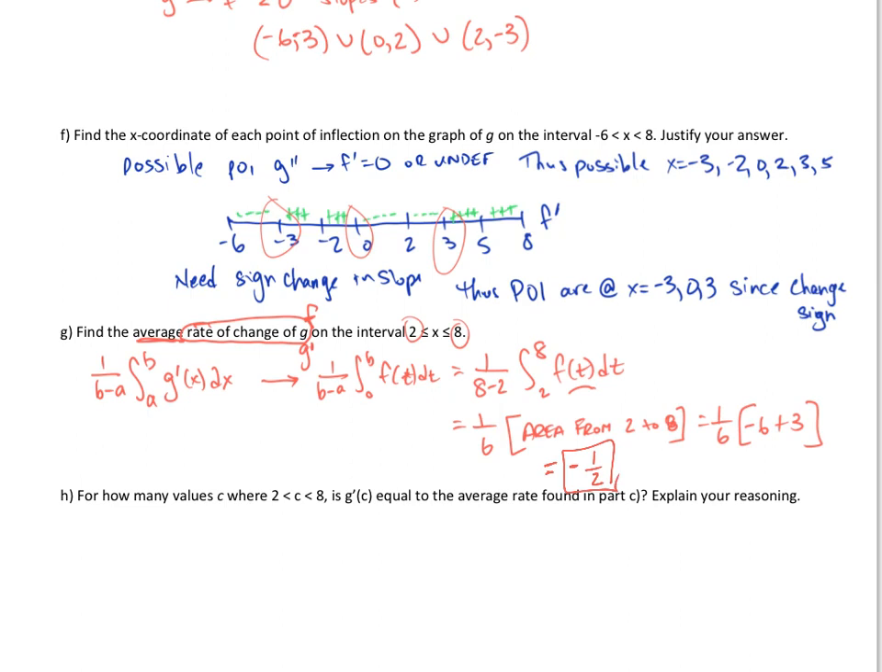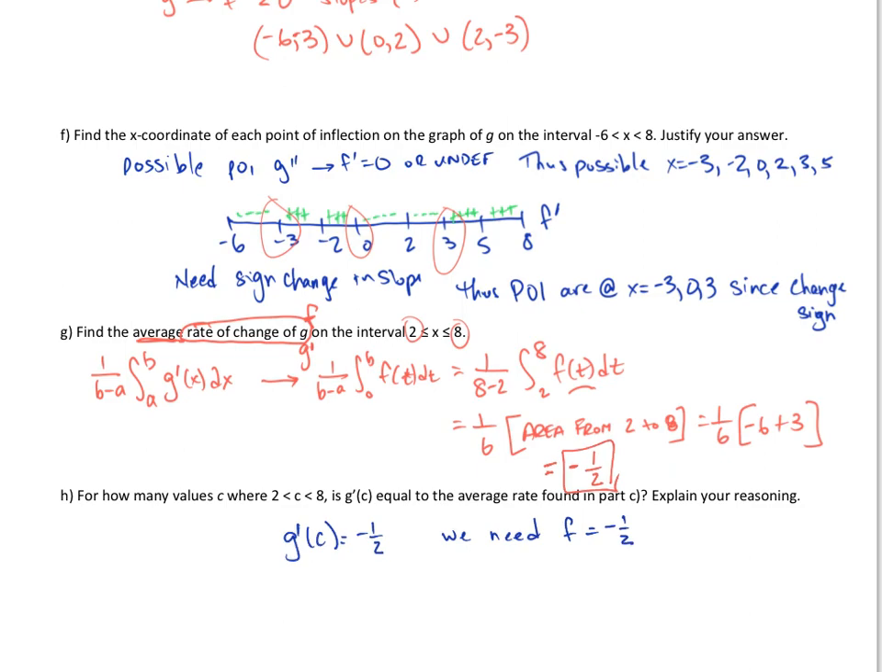And our last part, h. Okay, it says for how many values c, where c is between 2 and 8, is g prime of c equal to the average rate found in part c. So now it's asking where is g prime of c going to be equal to -1/2. So since it's g prime of c, we really need f to be equal to -1/2.